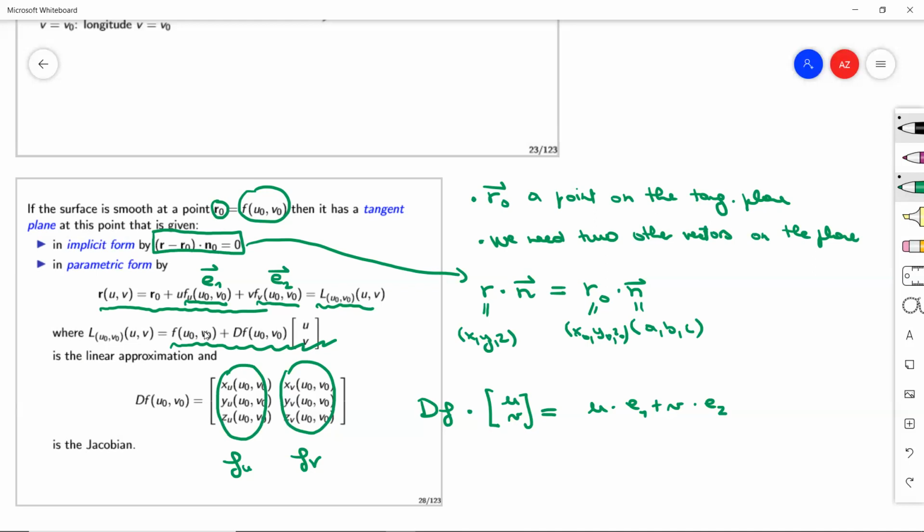So the idea is only that we need two coordinate curves and their tangent vectors. And once we have a point and tangent vectors, we have everything. We have the tangent plane. And this is just a matter of the way of expressing this tangent plane.